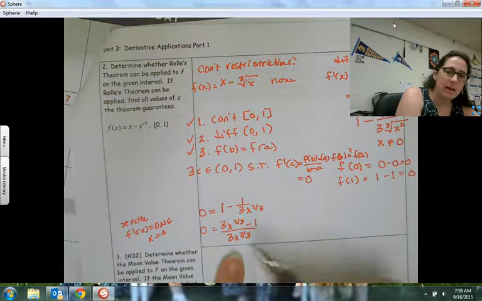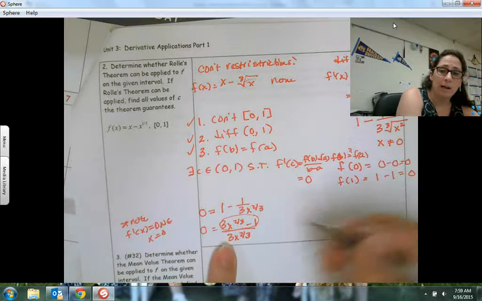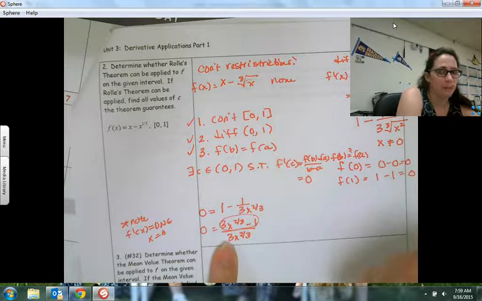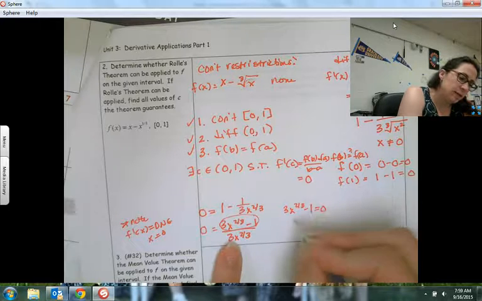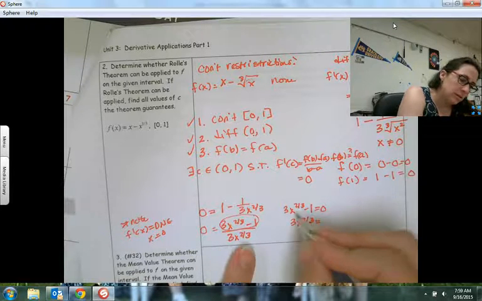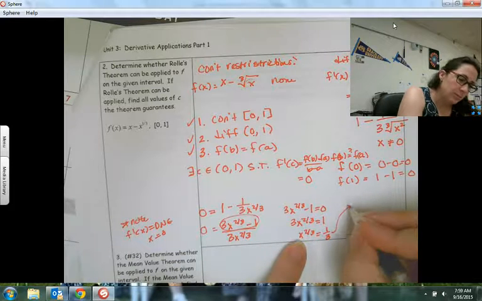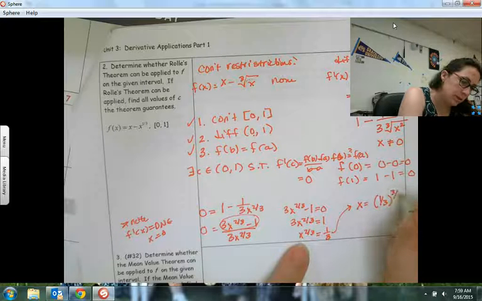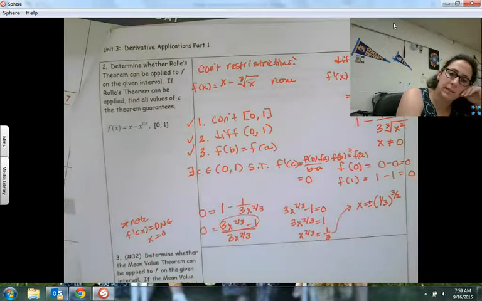Okay, but now to actually solve, I can set my numerator equal to 0 to find where it actually equals 0, not just the critical numbers. So I say 3x to the 2/3 minus 1 equals 0. 3x to the 2/3 equals 1. X to the 2/3 equals 1/3. X equals 1/3 now raised to the 3/2. But when I take a square root, I have to do plus or minus.